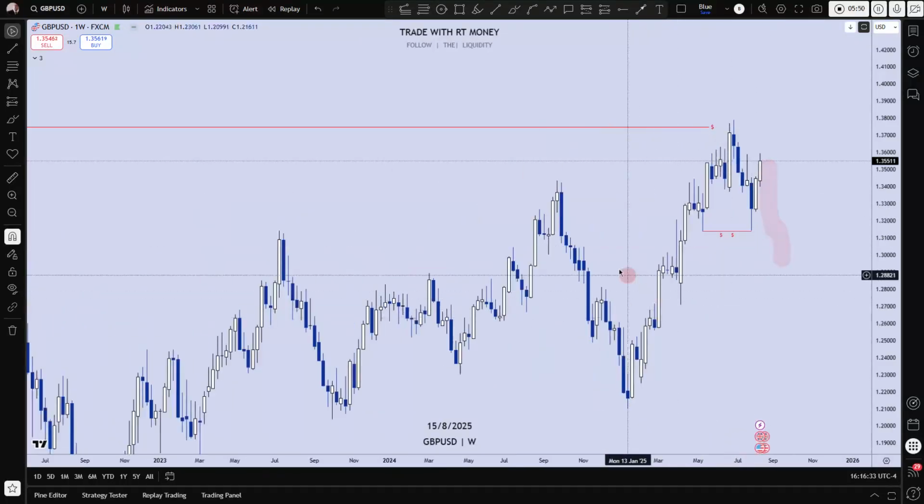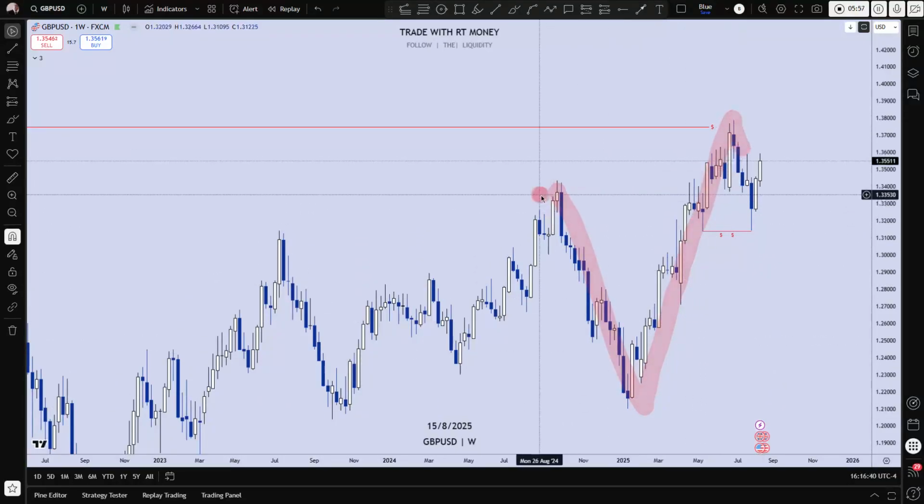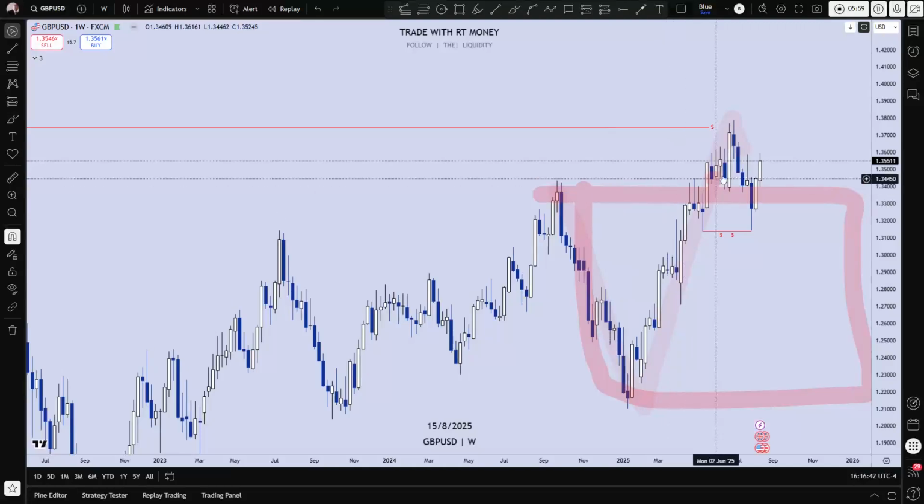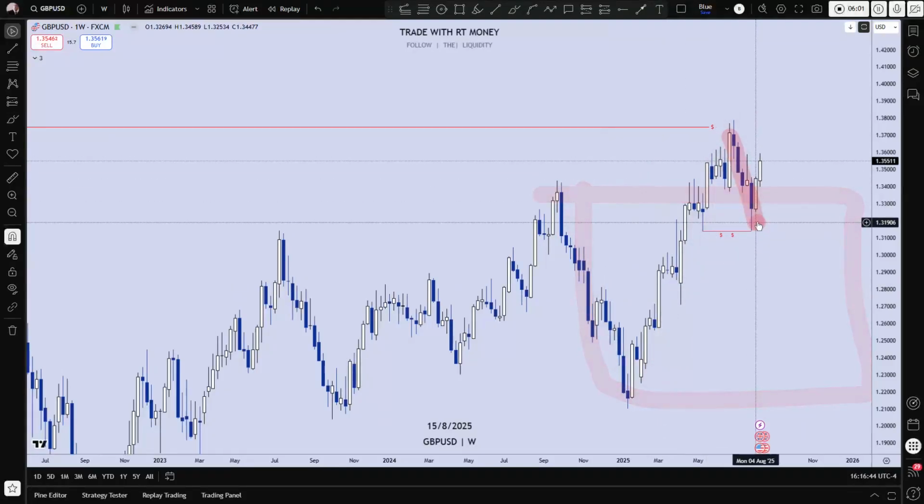Does that make sense? All right. We've already broken structure here. We broke that high, traded through it. This becomes our area of demand. Price comes back into that demand, and you expect it to bounce higher.